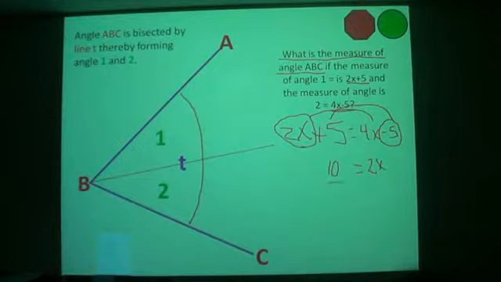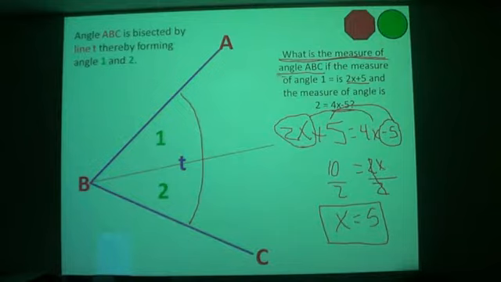Dividing both sides by 2. This 2 cancels that 2, and I wind up with x equals 5. That's not my answer. I'm on my way to the answer. Make sure that you answer the question. What is the measurement of angle ABC?